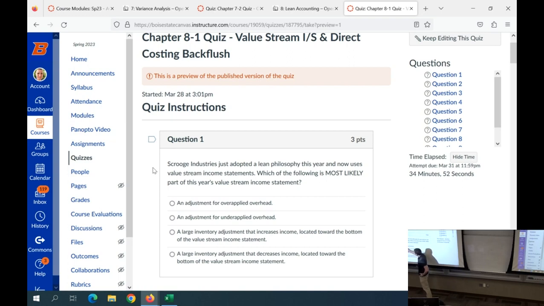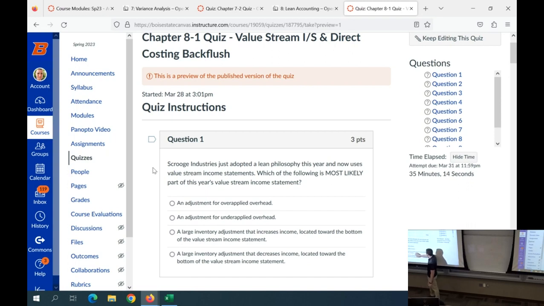An adjustment for over-applied overhead, an adjustment for under-applied overhead. Well, that sounds a lot like a standard costing kind of thing to do, or a traditional absorption costing thing to do. So I'm dubious about these two, and I think one of these two will literally line up with something we learned from point number 3, characteristic number 3.